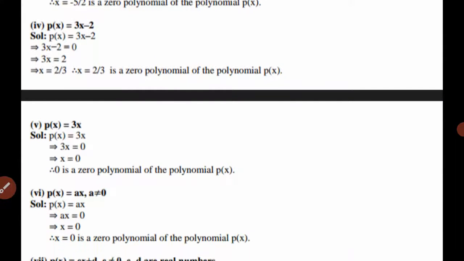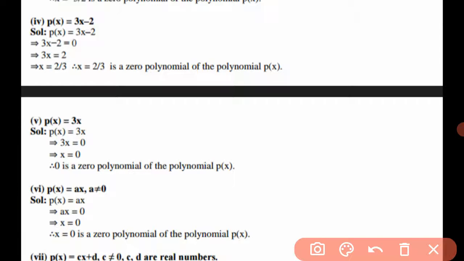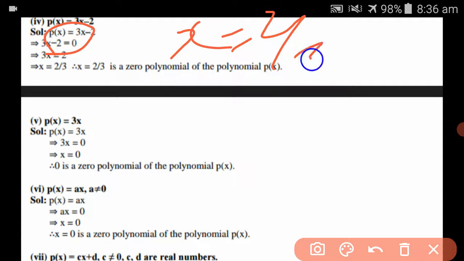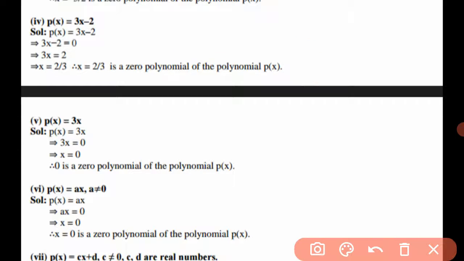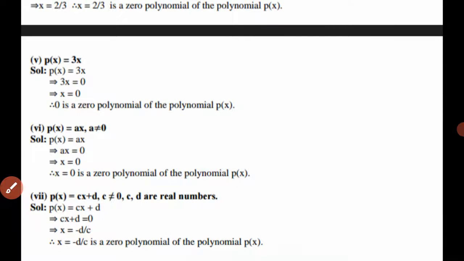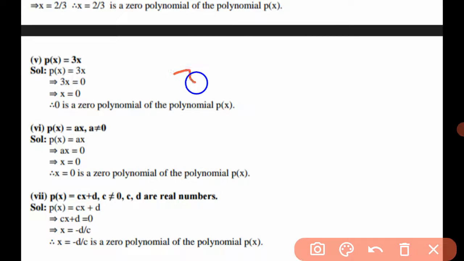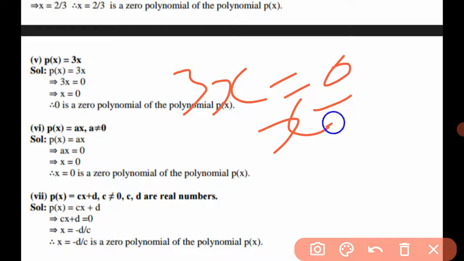So here also we can put 3x minus 2 equals to 0. So by solving, the value of x will be equal to 2 upon 3. That means we can say that 2 upon 3 is the zero of this polynomial. Now in the fifth part, p(x) equals 3x. Now in this solution we can put 3x equals to 0. So x will be equal to 0 upon 3, means 0. So 0 is the zero of the polynomial p(x).